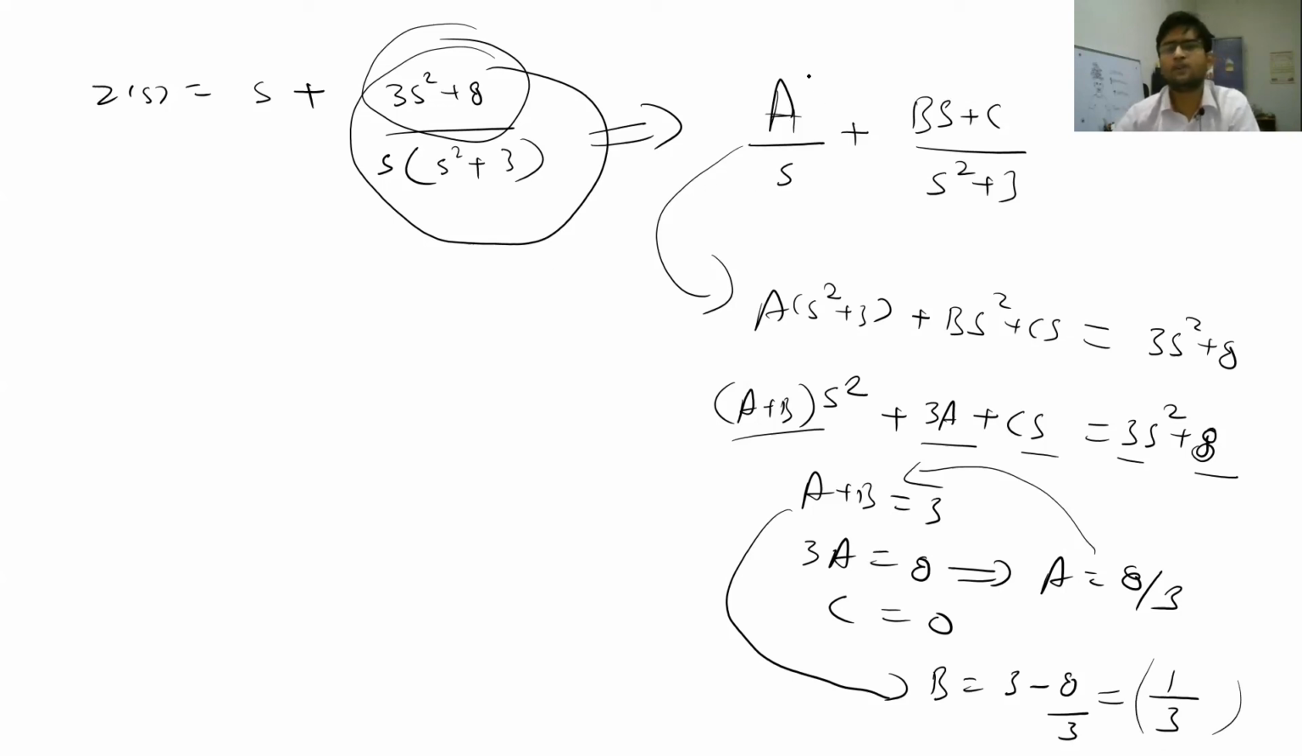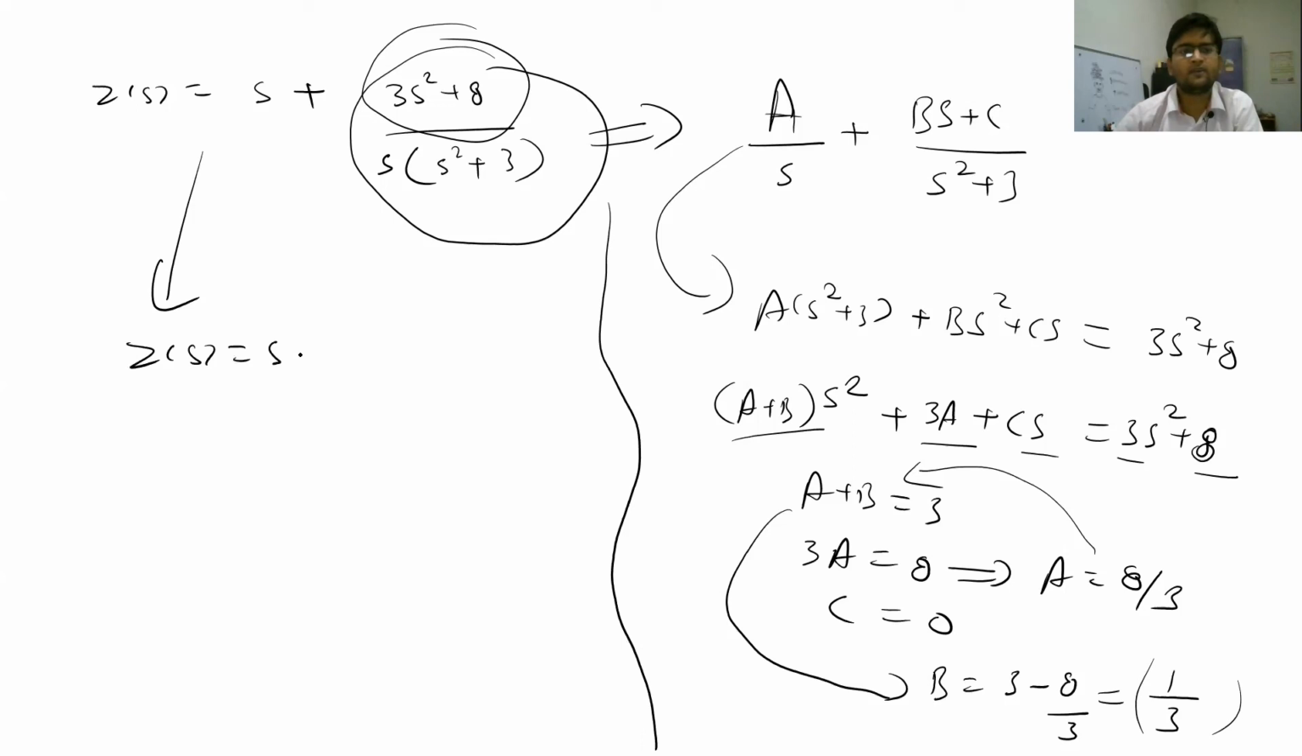So since we have got the values of a, b and c, we can directly write this function now. Let me divide it. We will get Z(s) is equal to s plus, what is a? A is 8 divided by 3 divided by s, and what is b? It is 1 by 3. So 1 by 3 into s divided by s square plus 3.